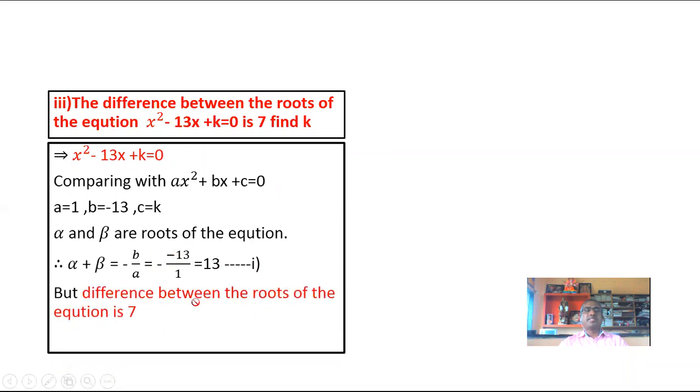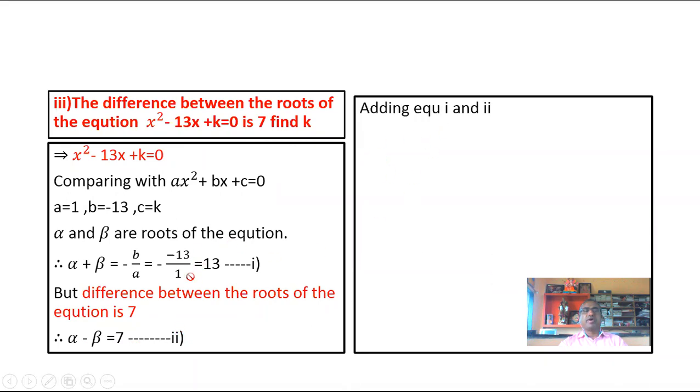But the difference between the roots of the equation is 7, given in this problem. Hence, alpha minus beta is equal to 7. Equation number 2. In the example, the difference between alpha and beta is 7. Alpha minus beta is equal to 7. Equation number 2.